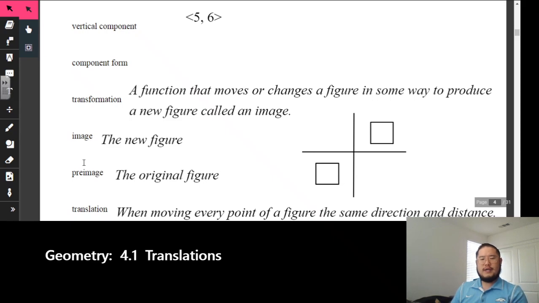And a translation is when you move every point of a figure the same direction and distance. You just can't move one point in a polygon. You have to move all 4 of them, or whatever it might be, depending on your polygon. So in the diagram right here, let's just say they're squares. I will go ahead and label this point right here point A. If this is the original, that is your pre-image.